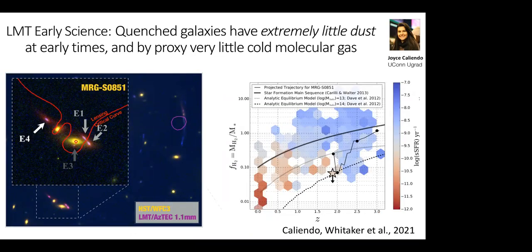So in this last slide example, Joyce Caliendo, who's an undergraduate student at UConn, did her honors thesis work on this particular galaxy with Kate Whitaker. This is a quenched high redshift galaxy at redshift 1.9. And the measurement is trying to determine the cold gas content in a recently quenched galaxy. And they found that the gas content is less than 6% of the solar mass. So the gas is gone within a few 100 million years of quenching.